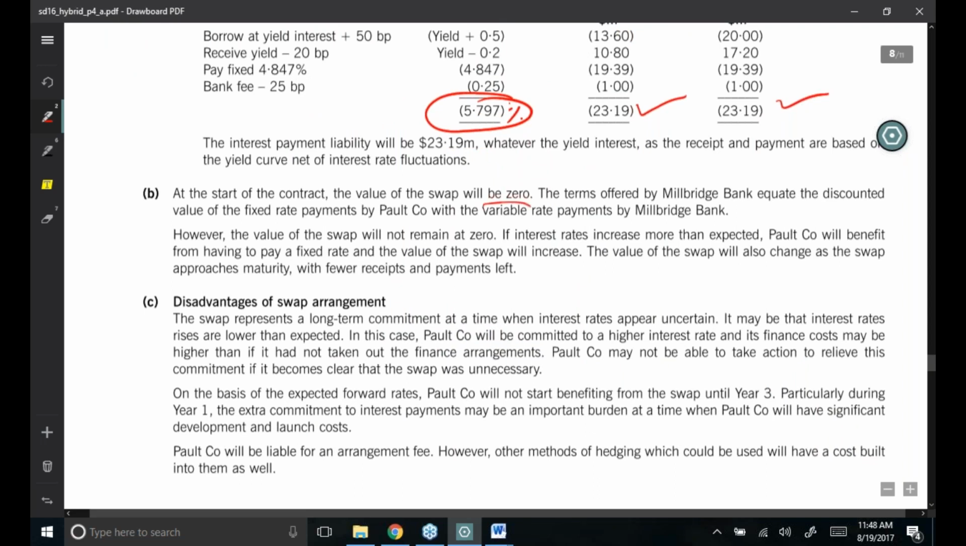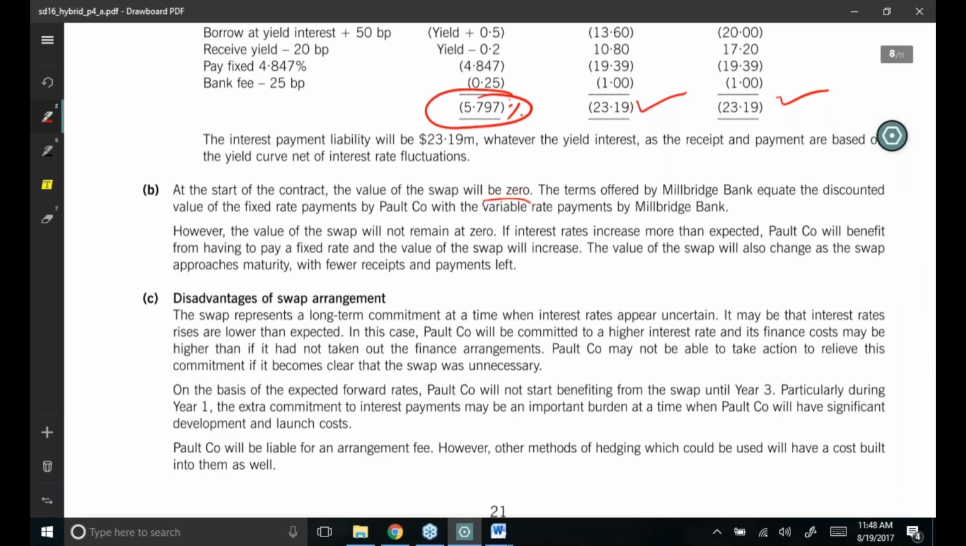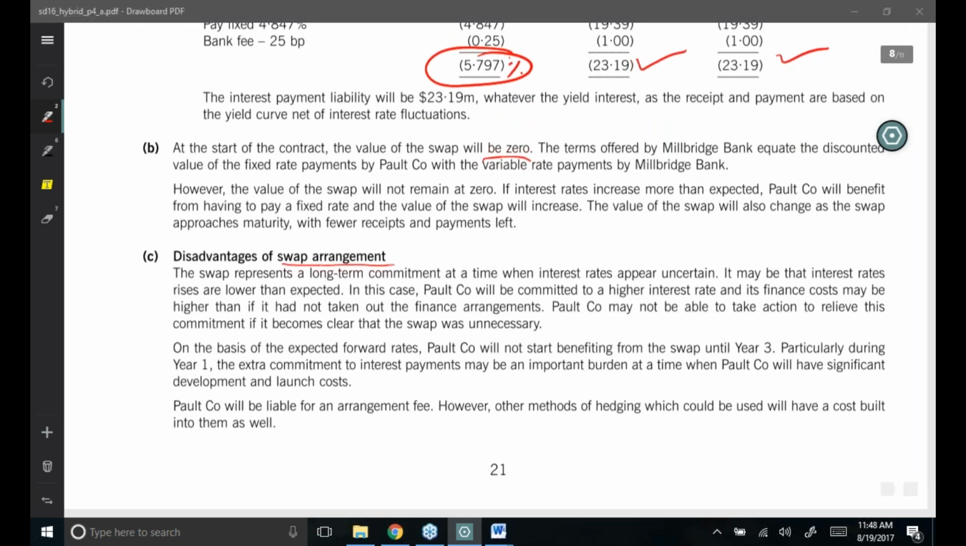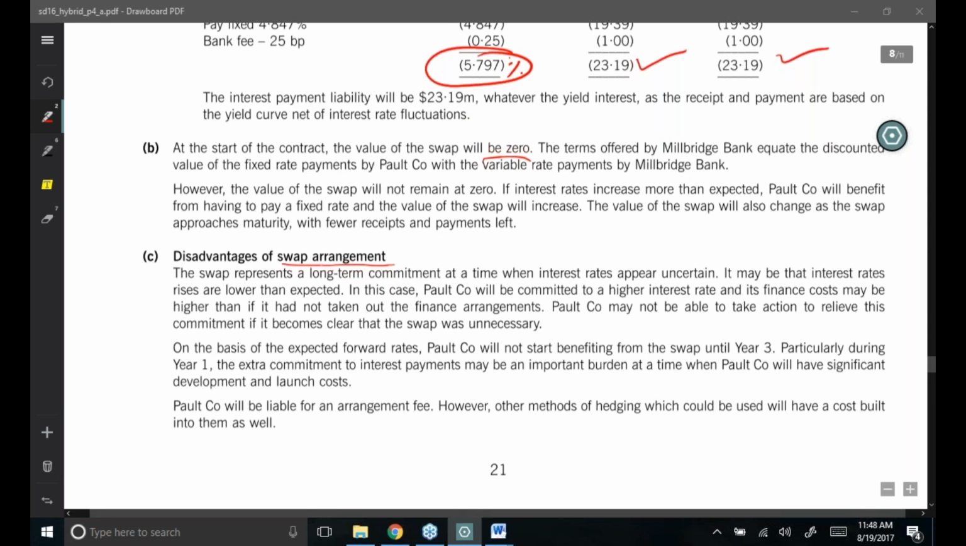The terms offered by the bank equate the discounted value of the fixed rate payment with the variable rate payment of the bank. However, the value of the swap will not remain at 0. If interest rate increases more than expected, the company will benefit. If interest rate decreases more than expected, obviously the company will face loss. And in the last step, these are the advantages and disadvantages of the swap contract. So if you have any question from this last part, please write in the question box.